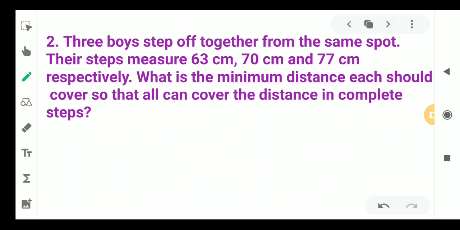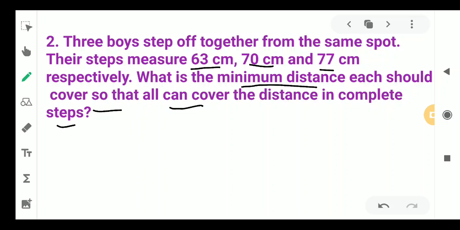Now 3 boys step together from the same spot. Their steps measure 63, 70 and 77 centimeters. What is the minimum distance each should cover so that all can cover the distance in complete steps?